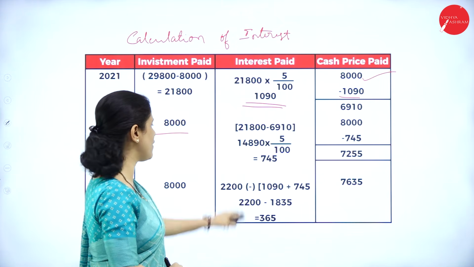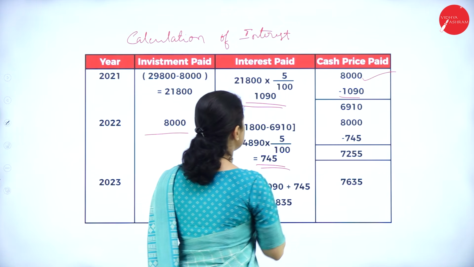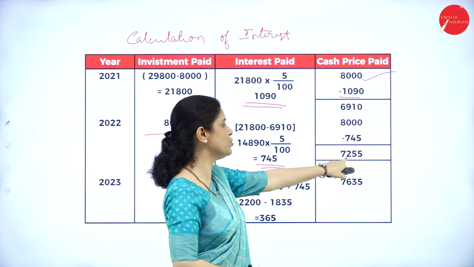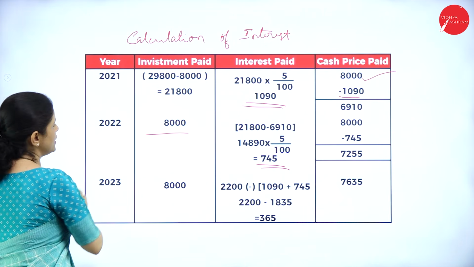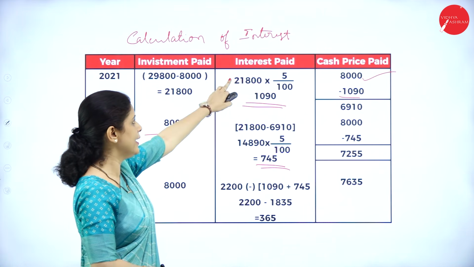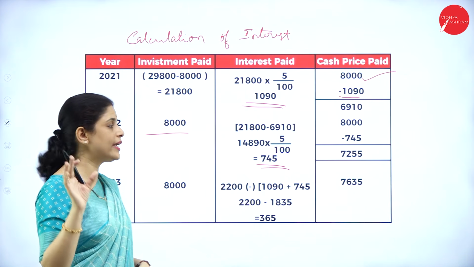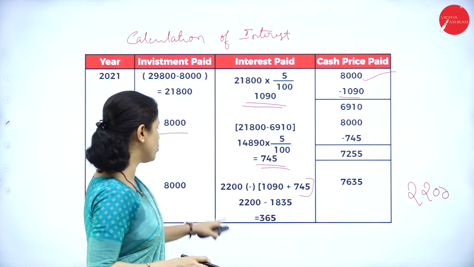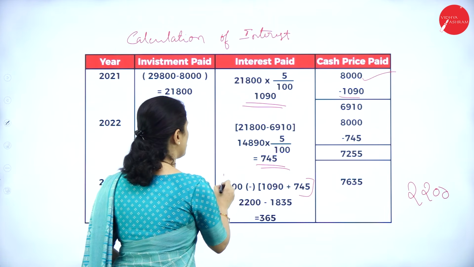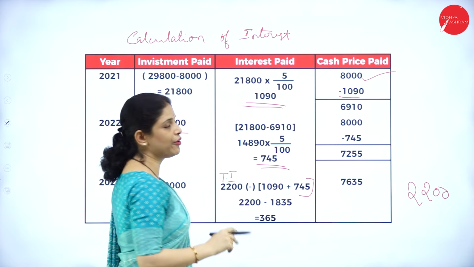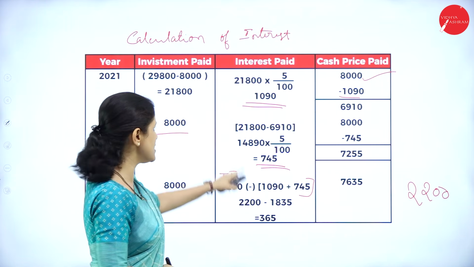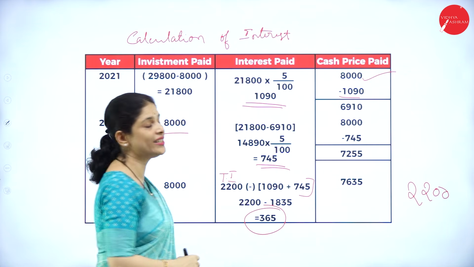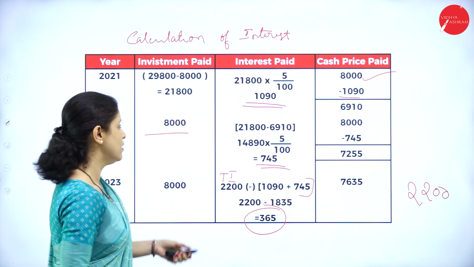So percentage is 5%. What is second year's interest? That is 745. Then how much will we get? 7,255. Whenever it comes to third year, we should not calculate like this because the total interest should be 2,200. So what we have to do? 2,200 is the total interest. From that we have to deduct 2 years interest, that is 1,090 and 745. Then we will get 365. This is the third year's interest.